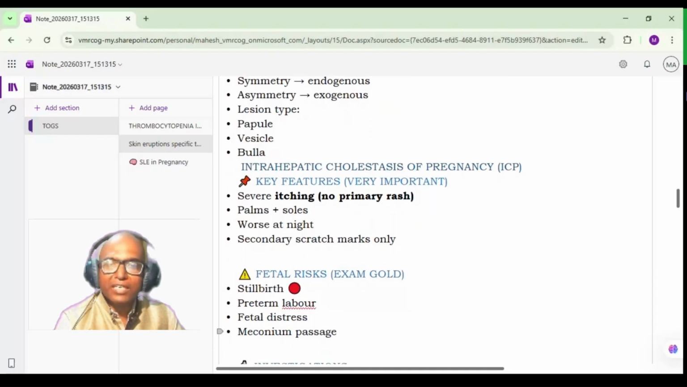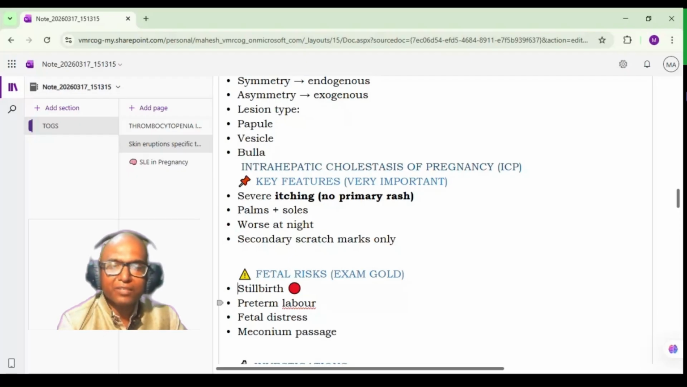Okay. So intrahepatic cholestasis of pregnancy, the key feature is that there is severe itching. There is no primary rash. It will involve the palms and soles. It is worse at night, and secondary scratch marks can be seen. So this is the description which will be given in the scenario. If it is like this description, you think of ICP. So there is severe itching, mainly at night, affecting the palms and soles, and secondary scratch marks may be seen. Then fetal risk, what are the risks?